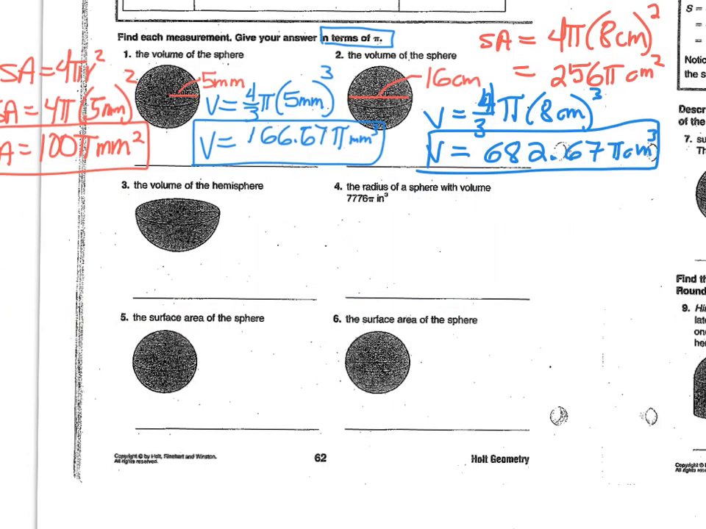You want to go to the hundredths place if they don't specify what place to round it up to, so it would be 0.67. So for the surface area, it's 256 pi square centimeters, and the volume is 682.67 pi cubic centimeters. Now, what about when it's a semicircle? You just divide the answers by 2.